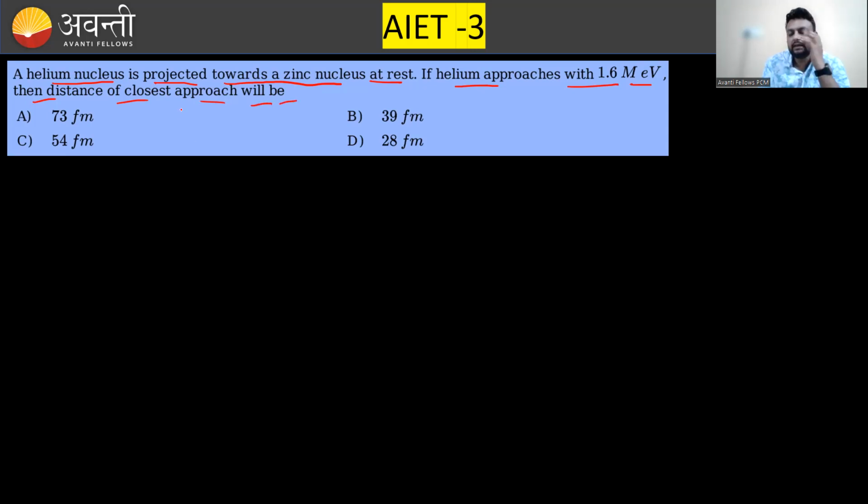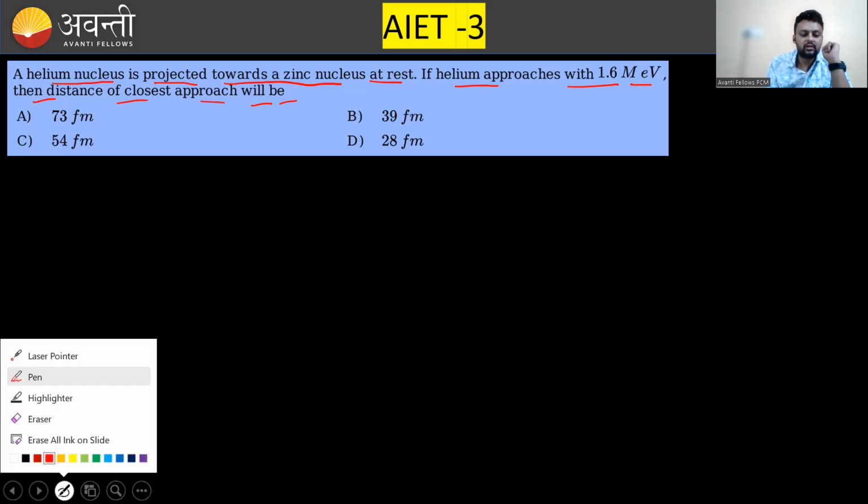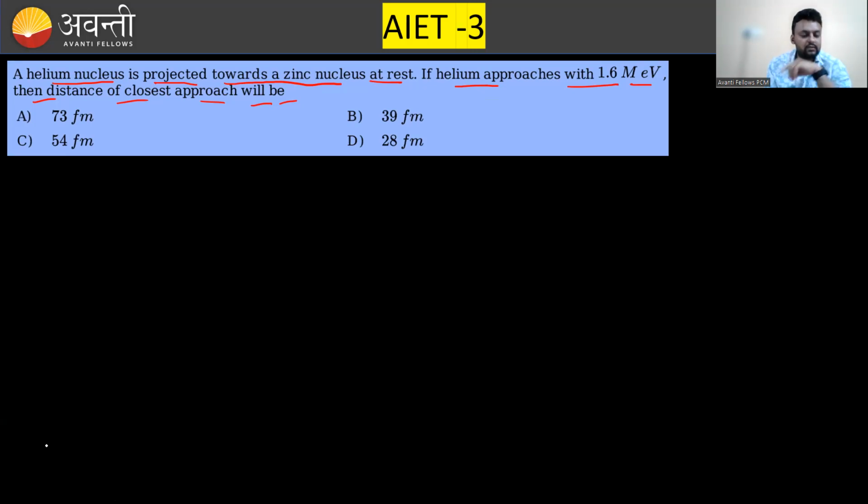Now it might create some confusions. Confusion, confusion, confusion. Confusion ही confusion है. Solution कुछ पता नहीं.